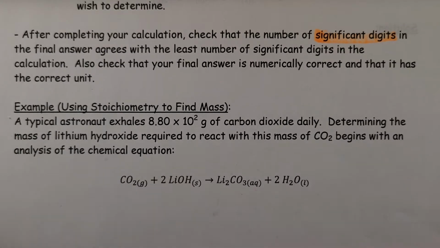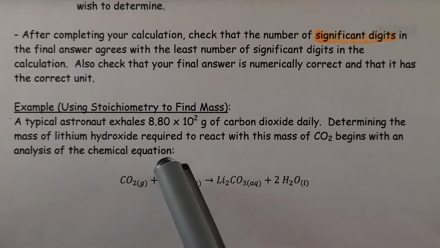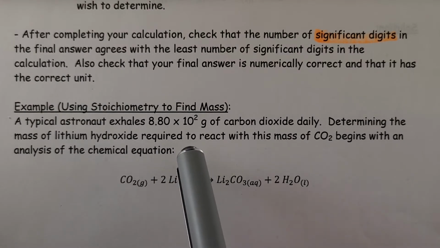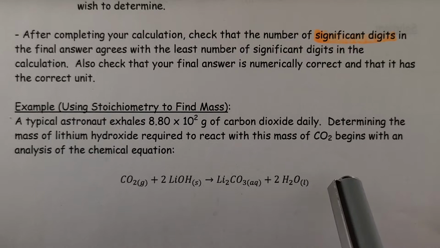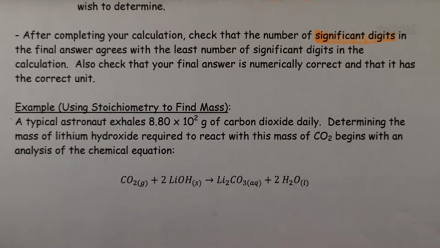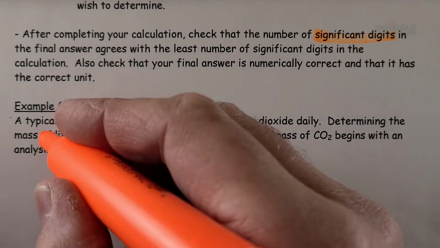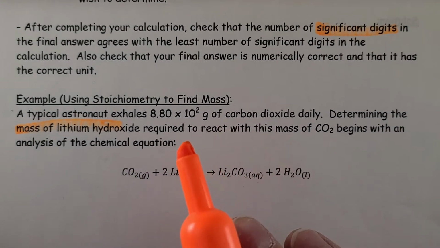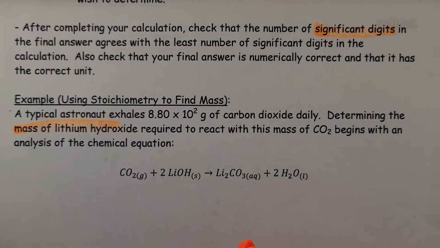A typical astronaut exhales 8.80 times 10 to the 2 grams, of course, which is 880 grams of carbon dioxide daily. Determine the mass of lithium hydroxide required to react all of that carbon dioxide. So it's basically using lithium hydroxide to suck up all the CO2 that's made in a spacecraft.